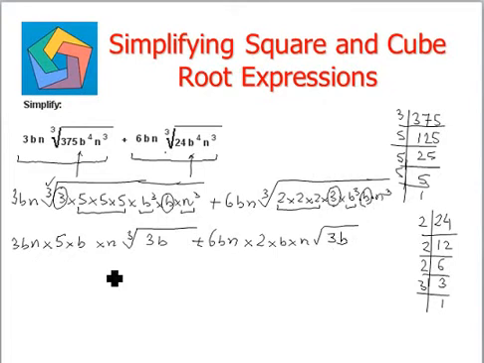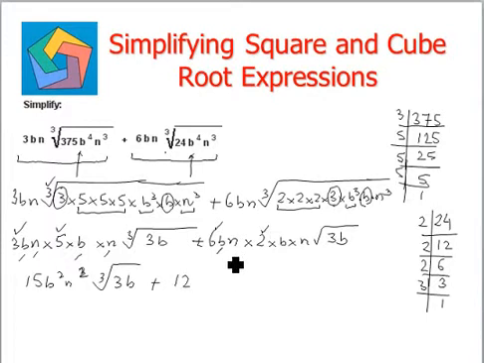So we'll multiply these terms outside the cube root. 3 times 5 is 15. b times b is b squared. n times n is n squared. Cube root of 3b plus 6 times 2 is 12. b times b is b squared. n times n is n squared. Cube root of 3b. We missed out on the 3 over here.